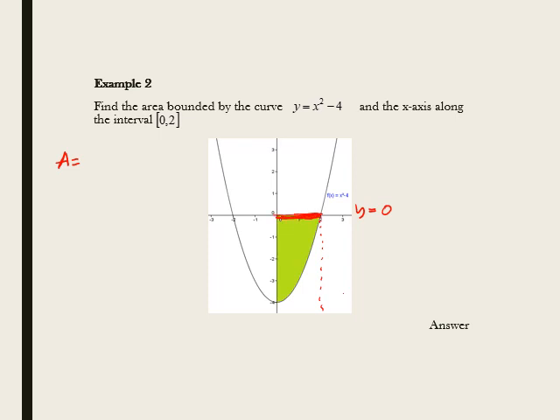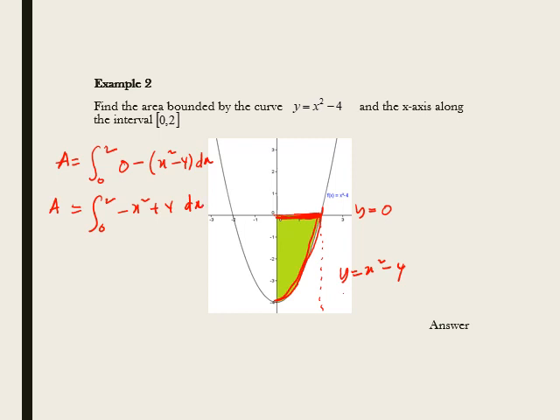Minus, it is between two curves. You imagine it as two curves. So the upper curve is y equals 0 and the lower curve is y equals x squared minus 4. So the area is from 0 to 2, (0 minus (x squared minus 4)) dx. Or you can just assume it as negative, because it's below the graph. So 0 to 2 will be negative x squared plus 4 dx. So to get the one in the green area, we just integrate it. So negative x power 3 over 3 plus 4x from 0 to 2.